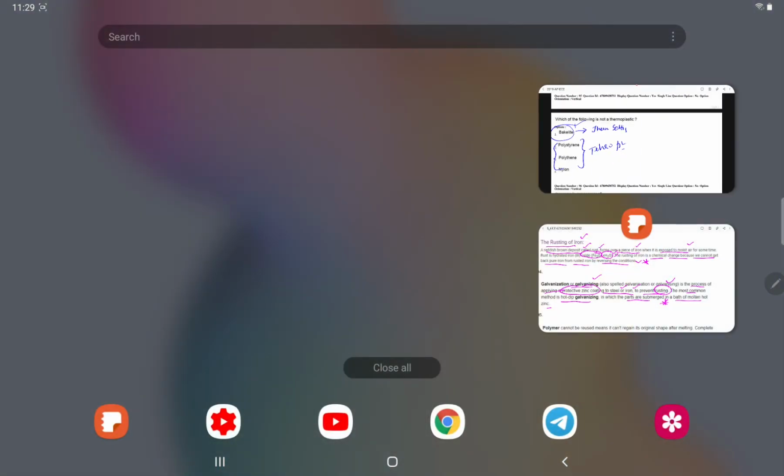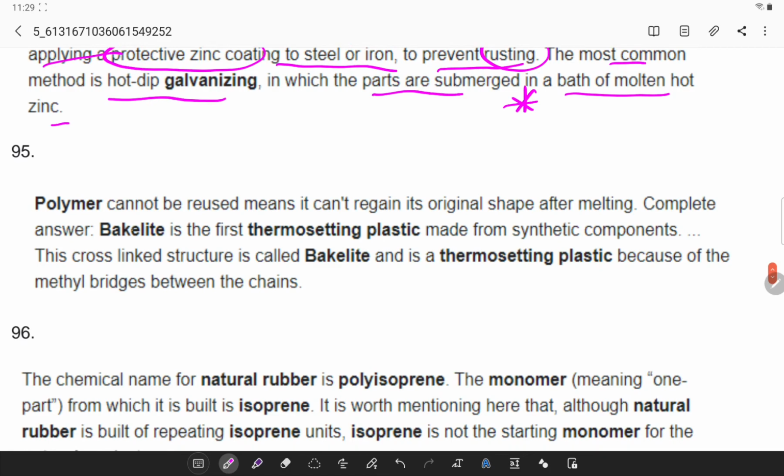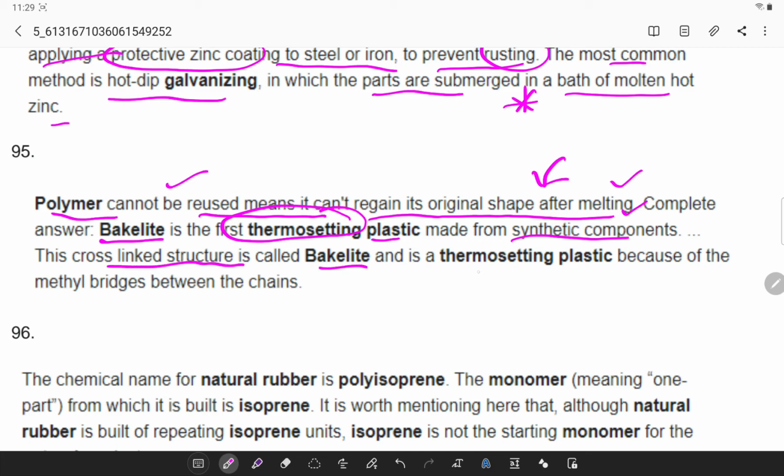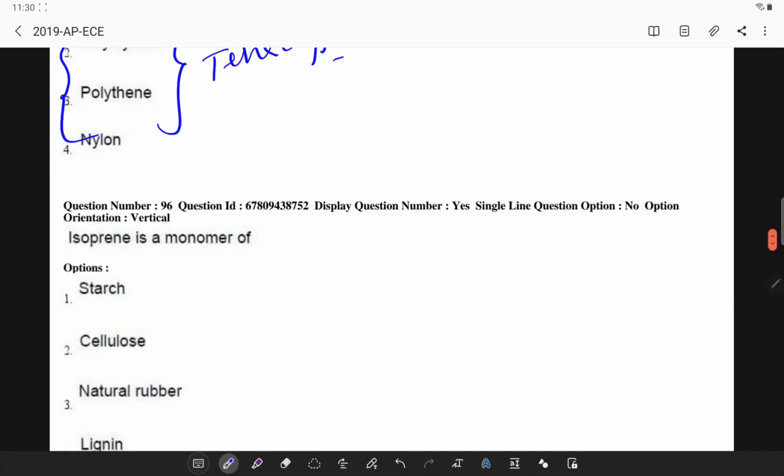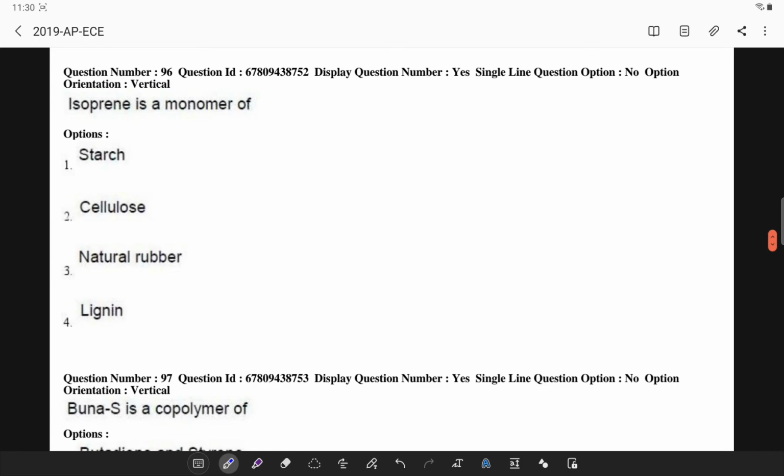So remember, Bakelite is the first thermosetting plastic made from synthetic components. This polymer cannot be reused, meaning it cannot regain its original shape after melting, so you can't get back from the first step. It is a thermosetting plastic because of the cross-linked structure, with methylene bridges between the chains.